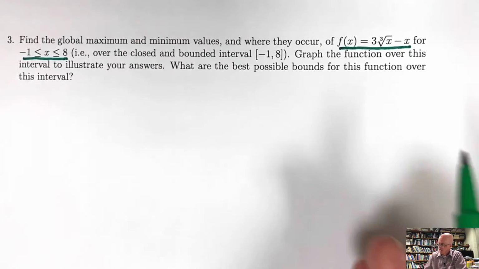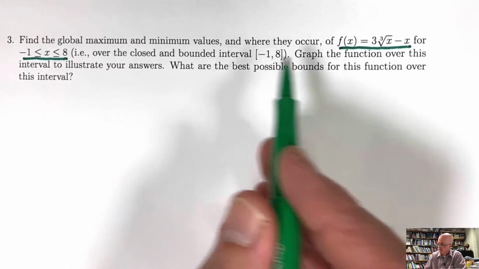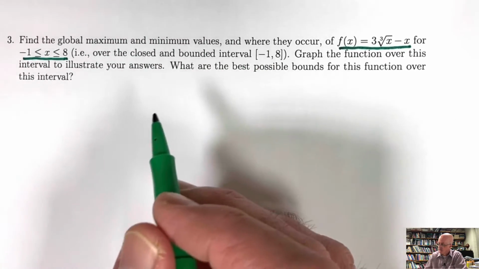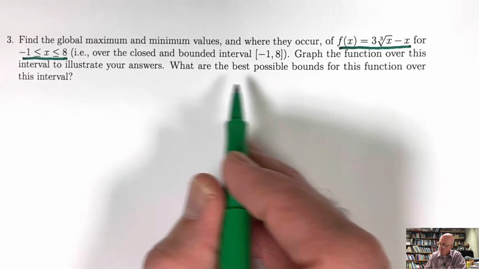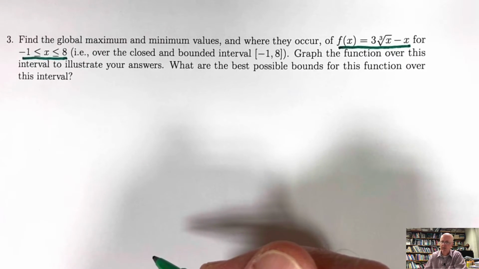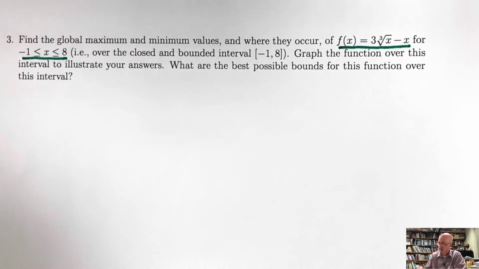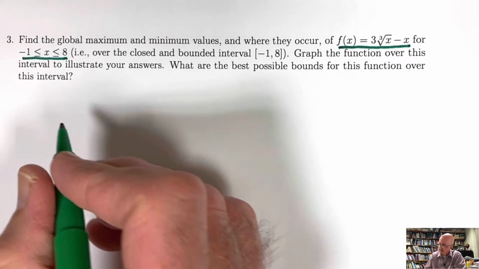Once again, same directions. Find the global max and min values, where they occur, and graph the function to illustrate your answers. What are the best possible bounds for this function over the interval? By the way, in the previous problem, I should have probably drawn horizontal lines at the best possible bounds.